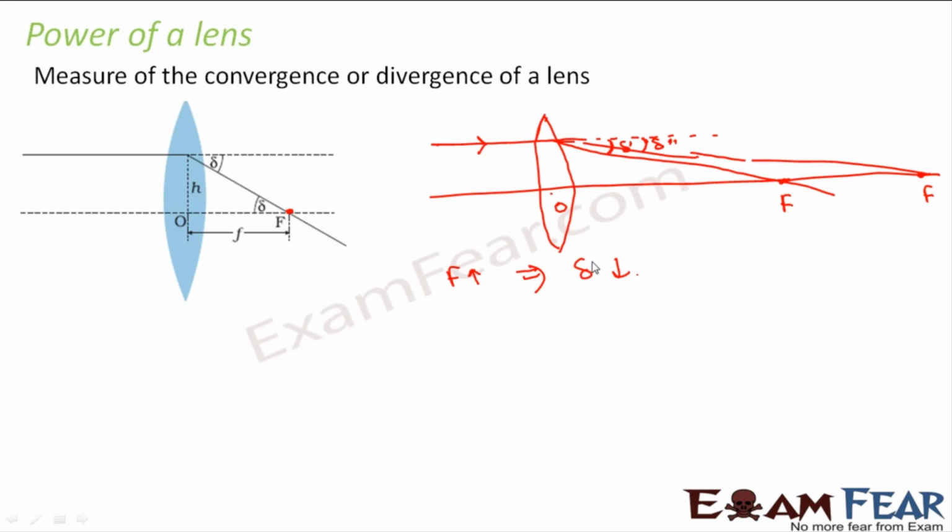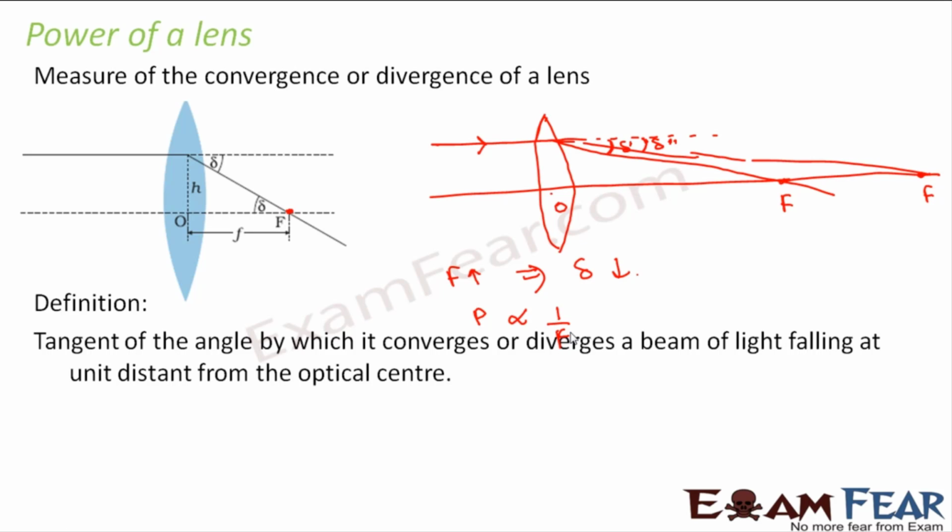So we can say that this degree of convergence denotes power. So power is inversely proportional to the focal length of a lens. Therefore, we define power mathematically as the reciprocal of the focal length of a lens. We define it as the tangent of the angle by which it converges or diverges a beam of light falling at unit distance from the optical center. So this is how it is officially defined.